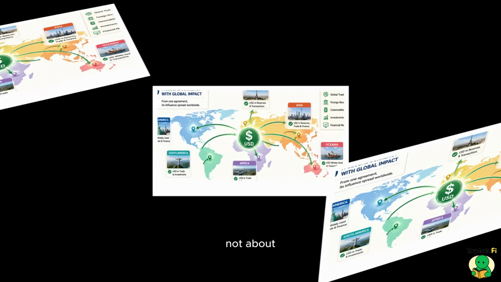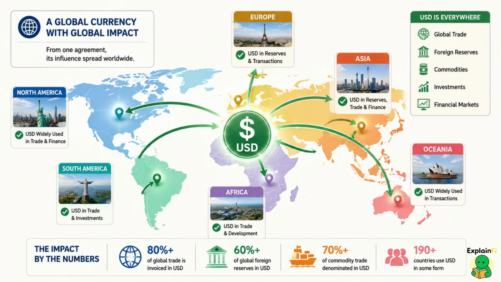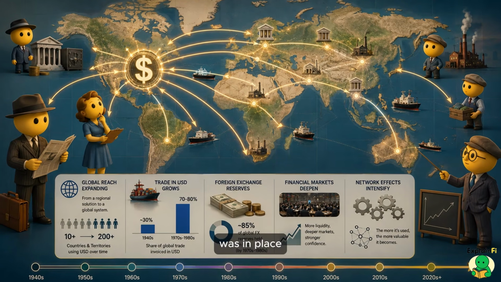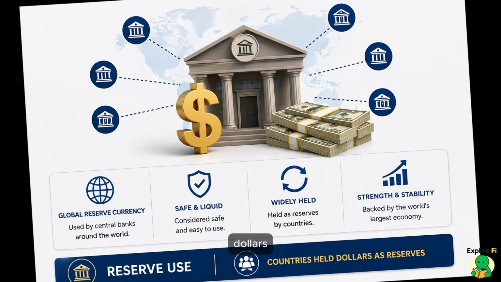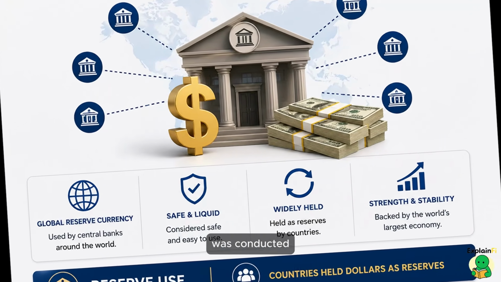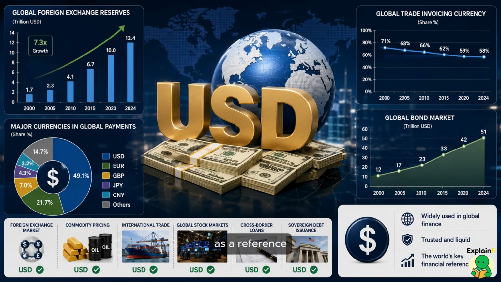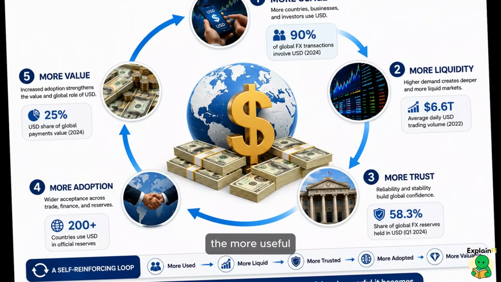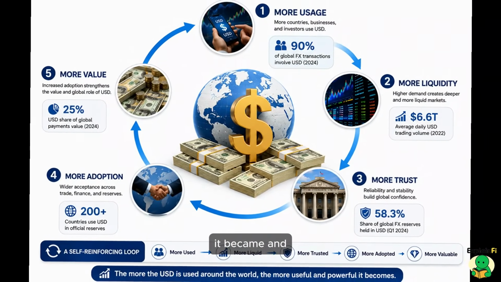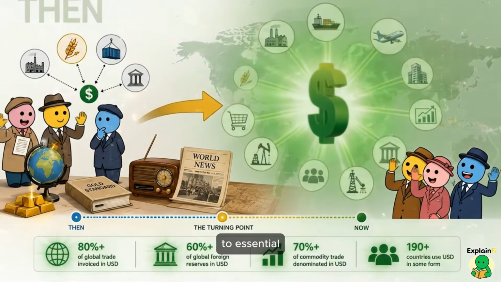This video is not about judging the system, but simply understanding how it works. Once this system was in place, its effects began to spread. Countries held dollars as reserves. Trade was conducted in dollars. Financial markets used dollars as a reference. The system reinforced itself. The more it was used, the more useful it became. And this is where the dollar moved, from important to essential.